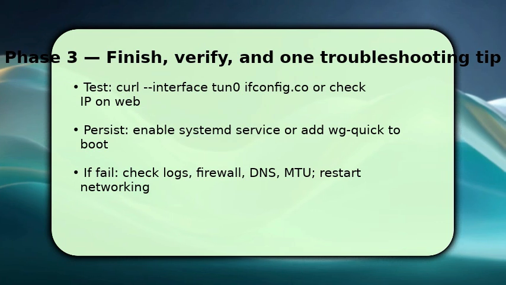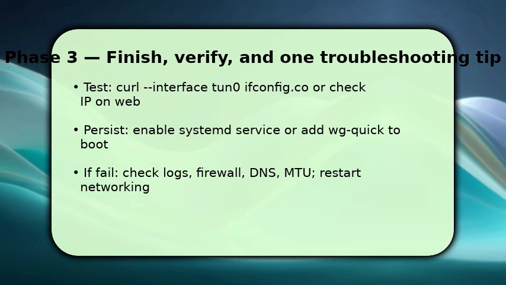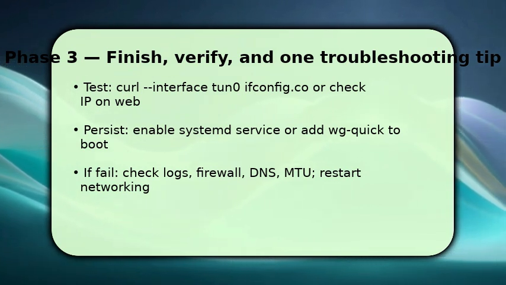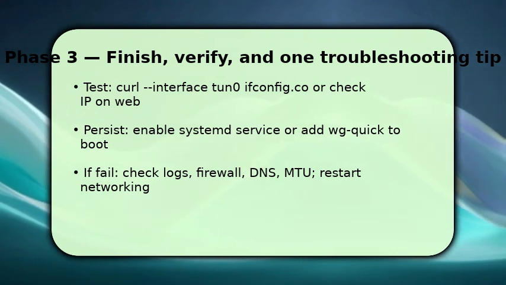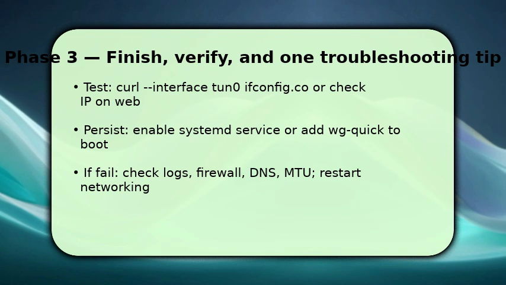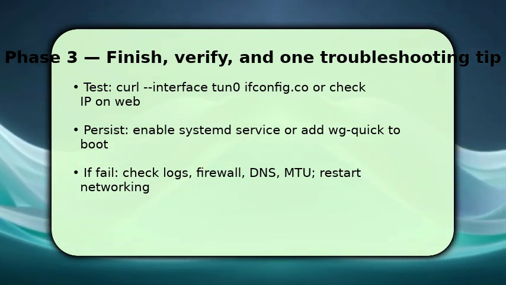If things go wrong, check logs for authentication errors, confirm firewall or iptables rules are not blocking, and adjust MTU on the tunnel. Small MTU mismatches often break traffic. If DNS leaks occur, force DNS through the VPN and restart the resolver to apply changes.